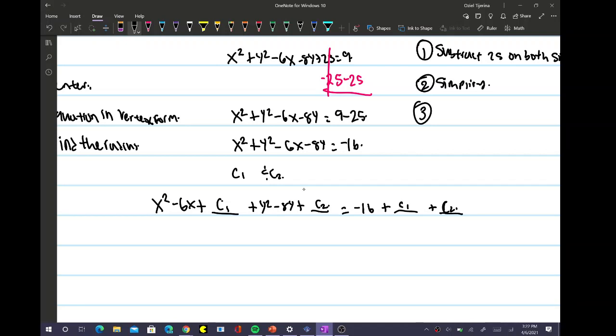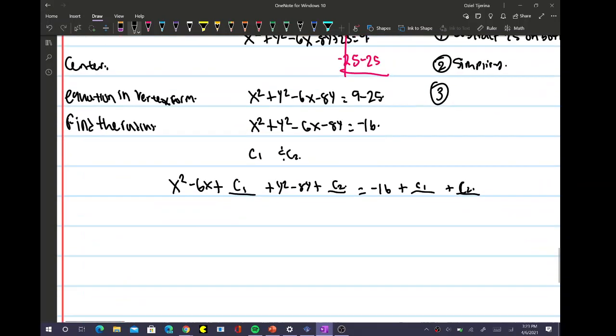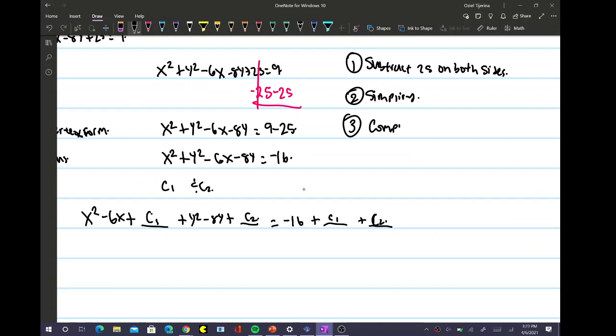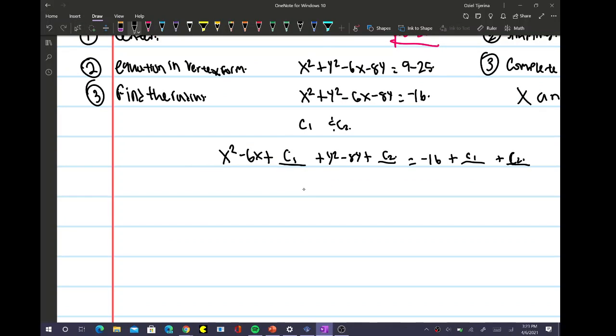What I mean by that, what these stand for, that's just another number so that we can complete the square, okay? If we are asked to, number 3, complete the square for x and y. So here, x squared minus 6x plus something will be equal to x minus something quantity squared.